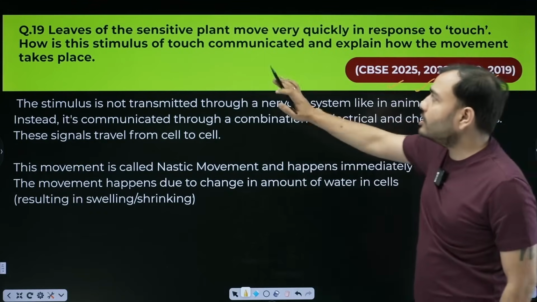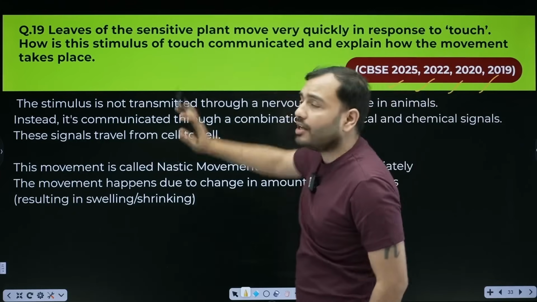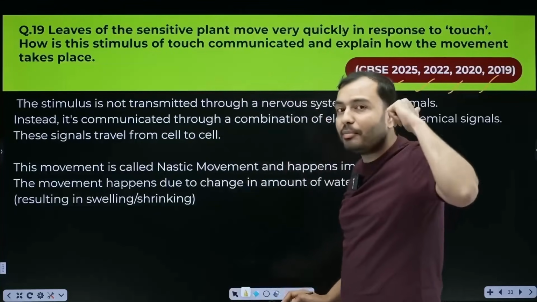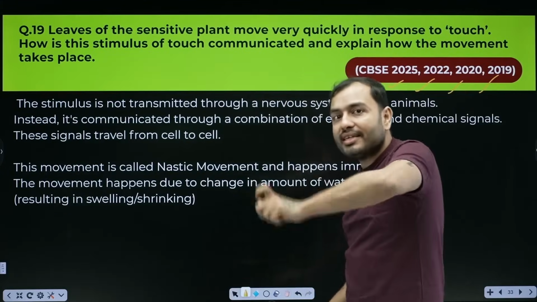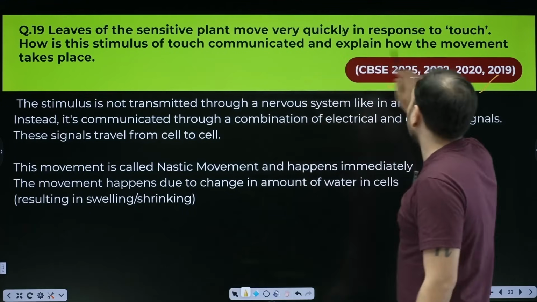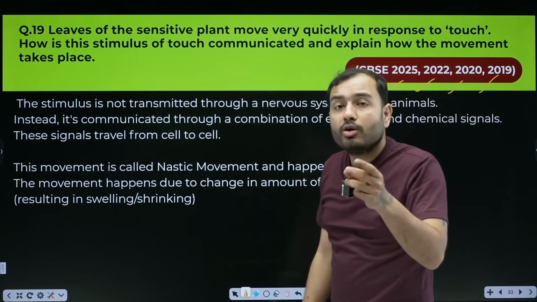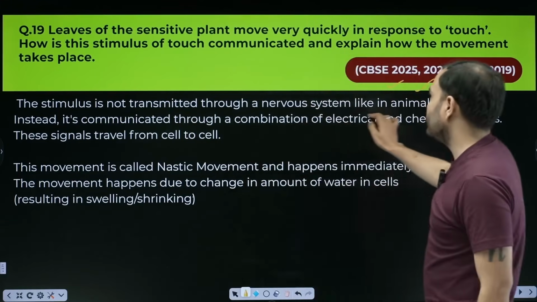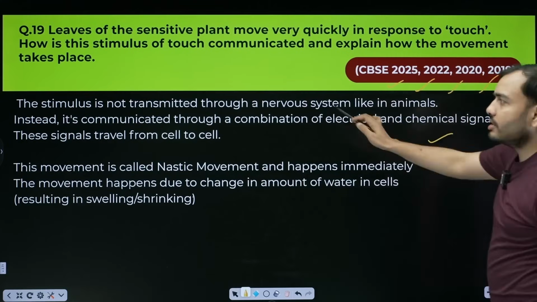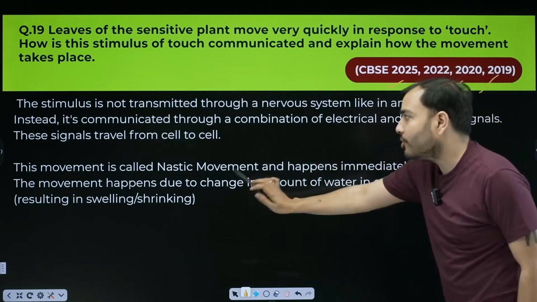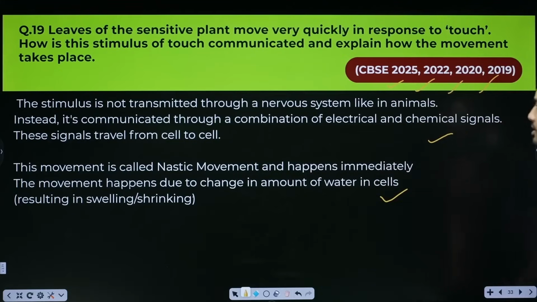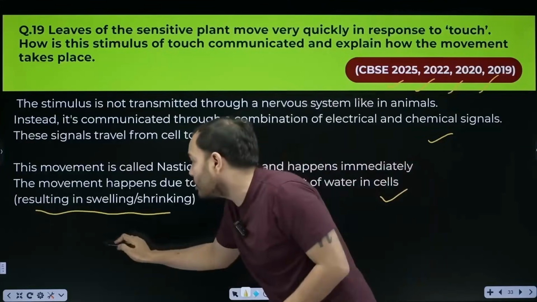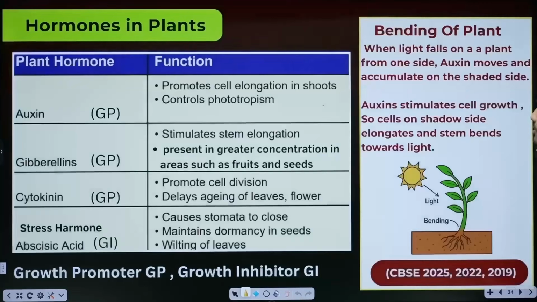In response to touch, how is this stimulus communicated, and explain how the movement takes place? It asks both things. First, how was it communicated? Plants don't have a nervous system, so how is it communicated? A combination of electric impulses and chemicals from cell to cell. Second, how does the movement take place? Because of a change in amount of water in cells. That's written here: the stimulus is not transmitted through a nervous system like in animals, but communicated by electrical and chemical signals. The movement is called nastic movement and happens immediately. It happens due to change in amount of water in cells, resulting in swelling or shrinking. Remember this. It's very important. It often gets ignored. Come on, let's move forward.